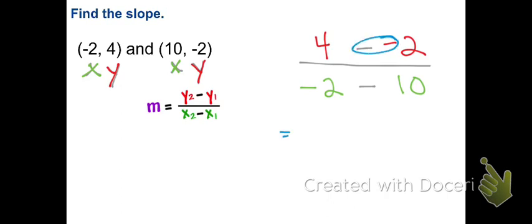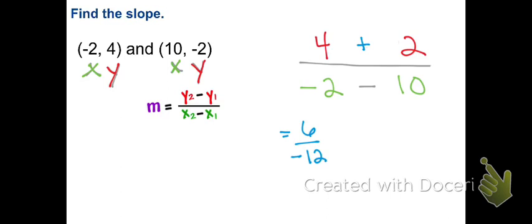In the top, I have a minus a negative. So again, remember that's the same as adding. This is 4 plus 2, which is 6. And in the bottom, I have negative 2 minus 10. So negative 2, and then I went 10 more negative. So I'm negative 12. So is this how I write my answer?